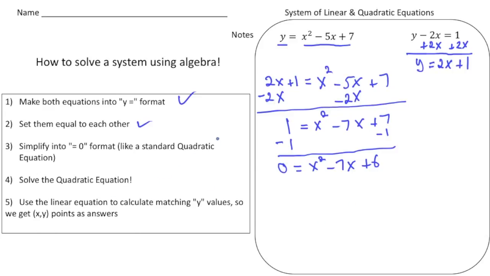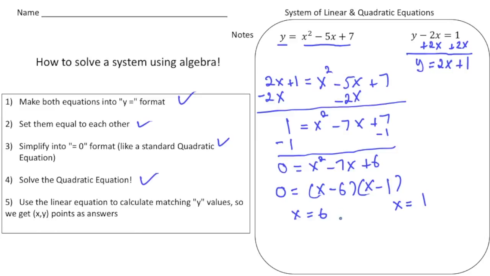Step number 4, we want to now solve the equation. I'm going to solve this by factoring. So 0 equals, now is there a GCF? Nope. So when we factor this, it's going to be an x and an x, and we're going to have a negative 6 and a negative 1. So our solution is x equals 6 and also x equals positive 1. These are the x values of the solutions. So we know there's going to be exactly two solutions.